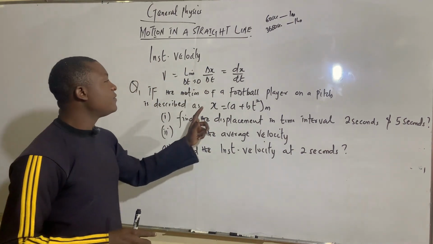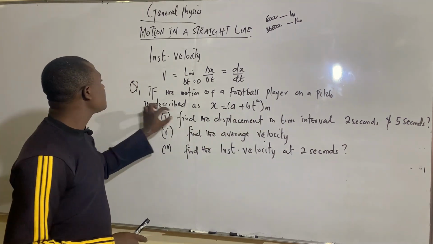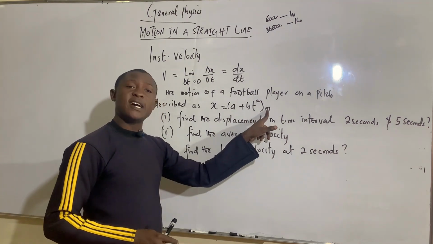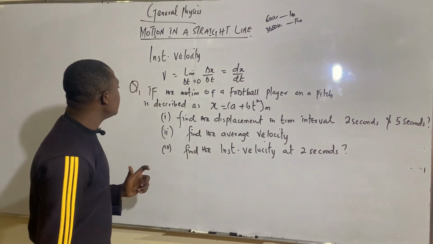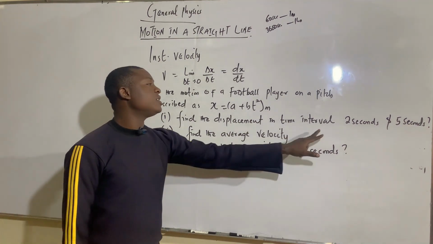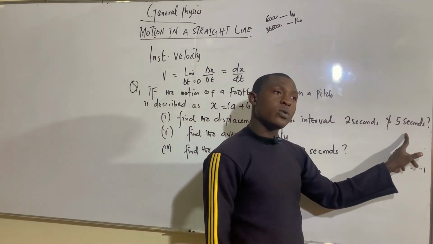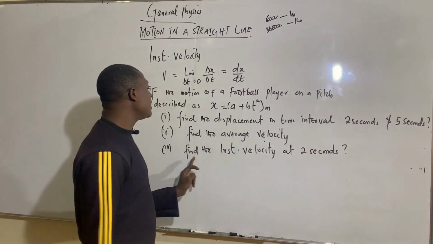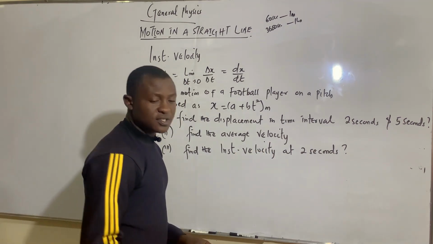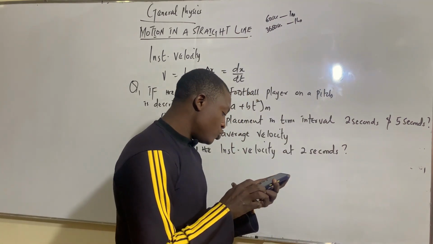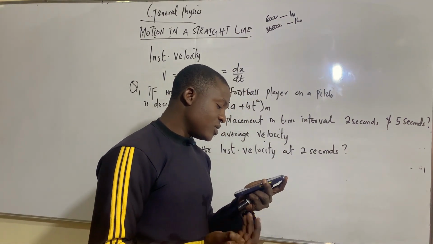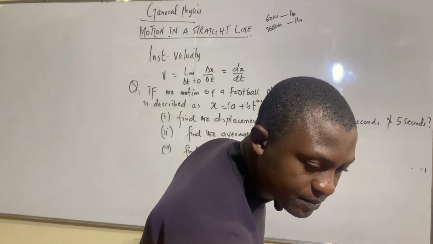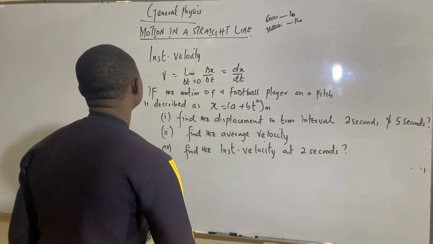They say if the motion of a football player on a pitch is described as x equals a plus bt squared in meters, the distance is measured in meters. They now said find the displacement in the time interval 2 seconds and 5 seconds. The second question is find the average velocity. Then find the instantaneous velocity at 2 seconds. You just have to calculate this one. It's also simple and straightforward. You don't need to worry about that. So let me solve them one after the other.